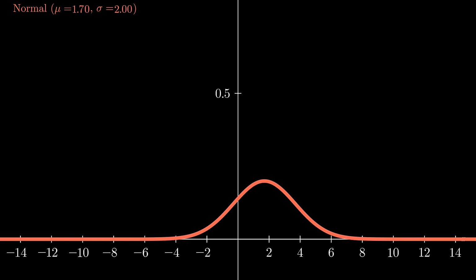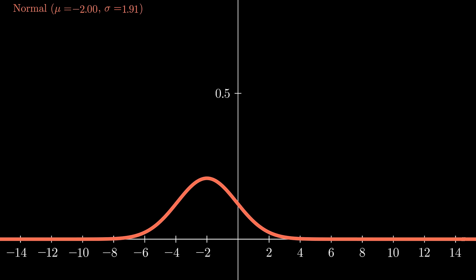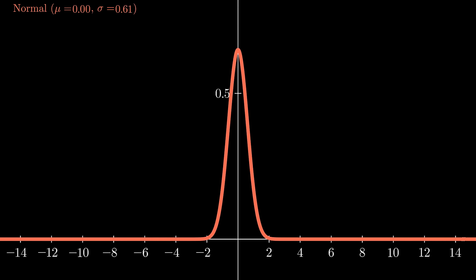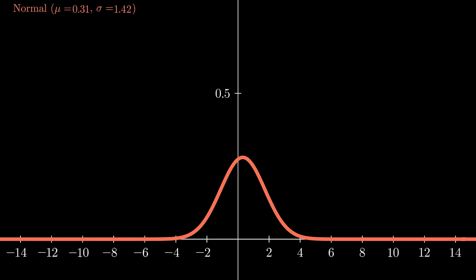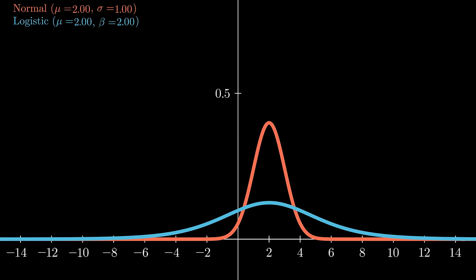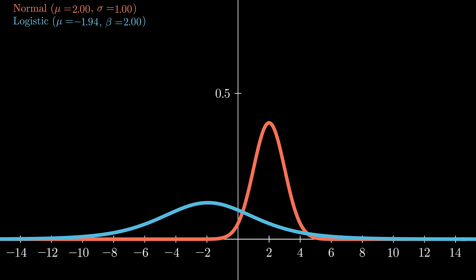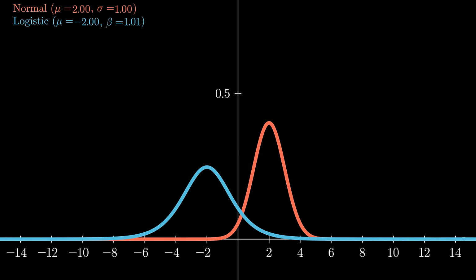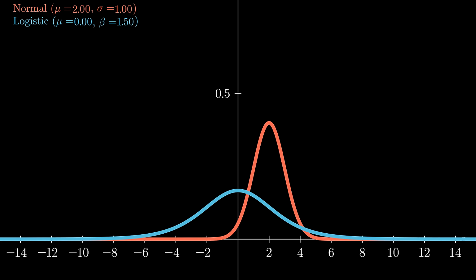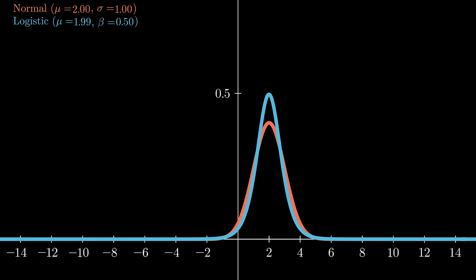Let's look at three families of distributions: the normal, the logistic, and the Cauchy. These are families of distributions where each member is indexed by a particular set of parameter values. And I will pick one member from each of these three families so that they are as similar to each other visually as possible.